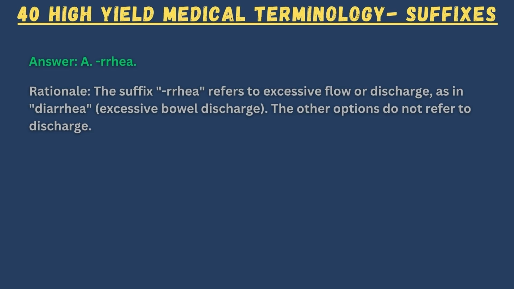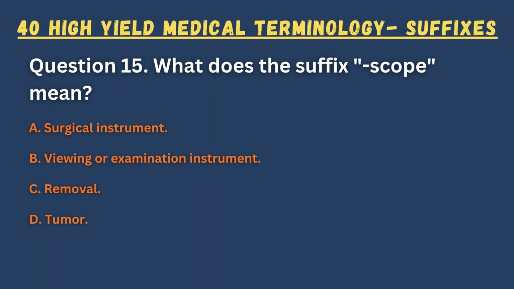Answer, area. Rationale: the suffix ria refers to excessive flow or discharge, as in diarrhea, excessive bowel discharge. The other options do not refer to discharge. Question 15. What does the suffix scope mean?